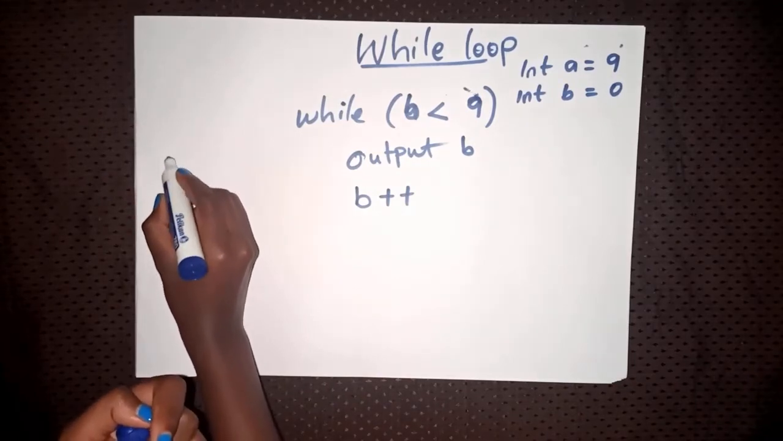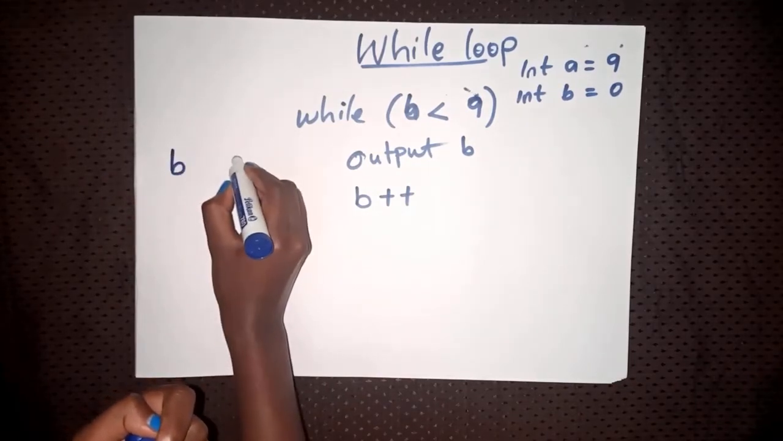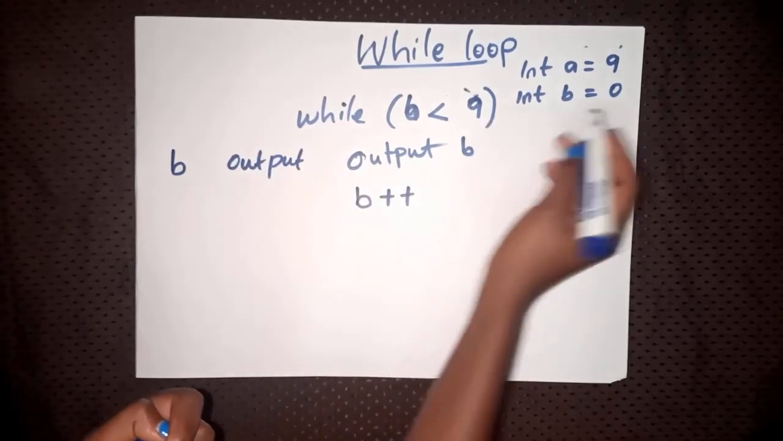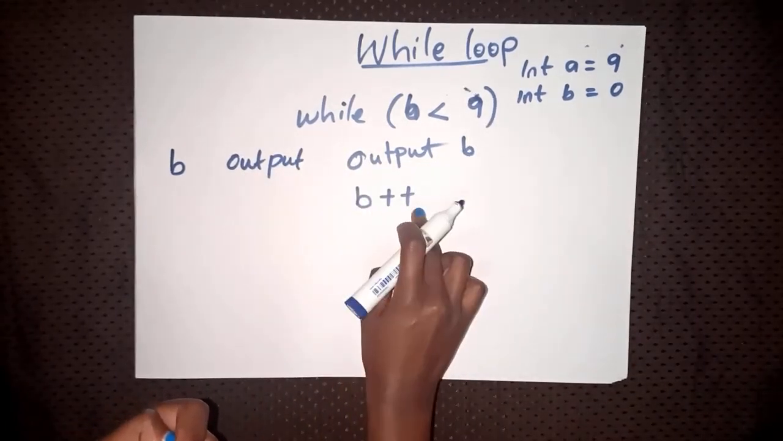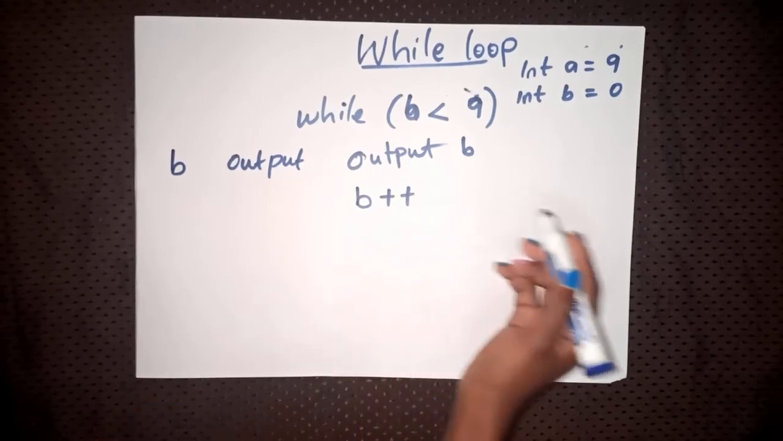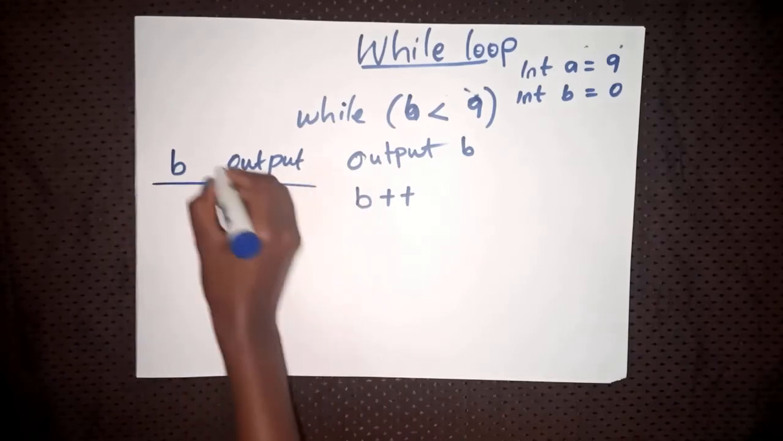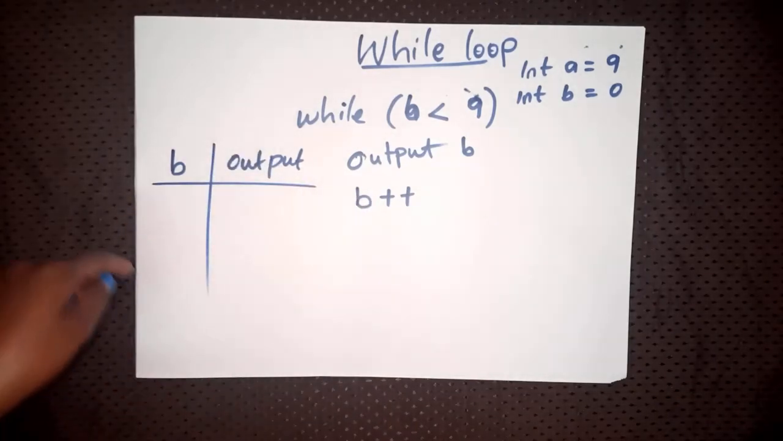So we have b, we have output. a will remain the same. b is what is increasing by 1. Plus plus means increase by 1. Minus minus means decrease by 1. So let's check what will happen.